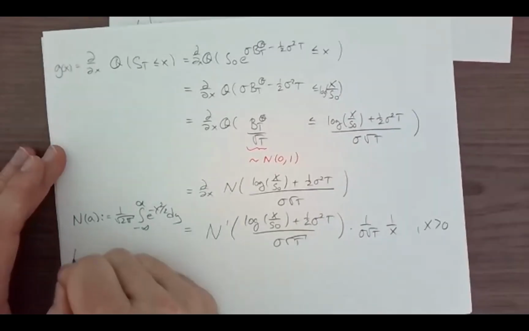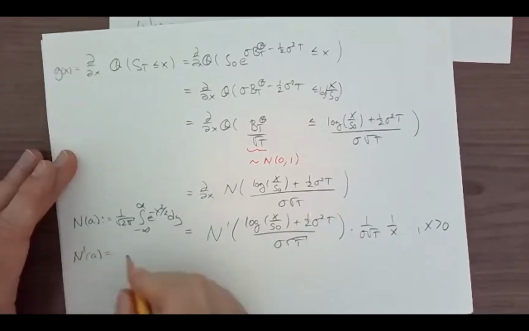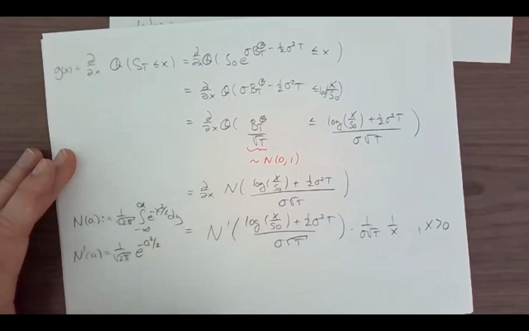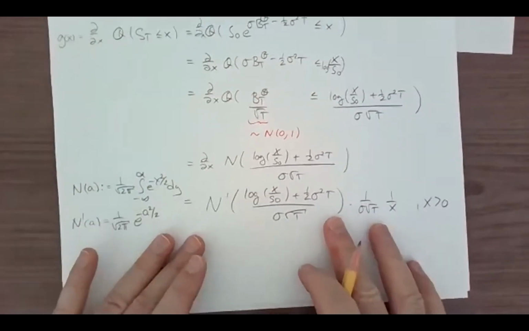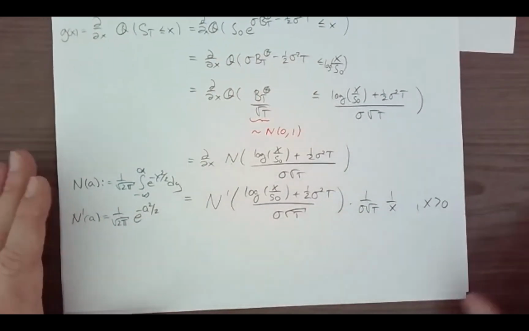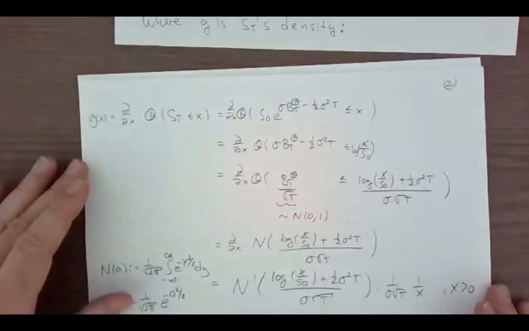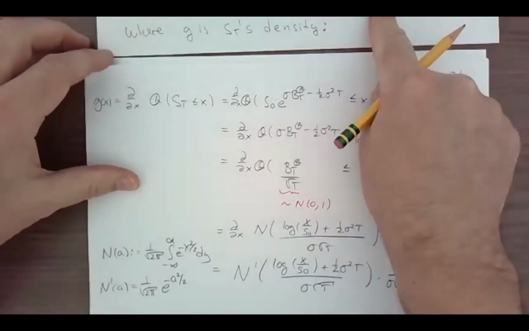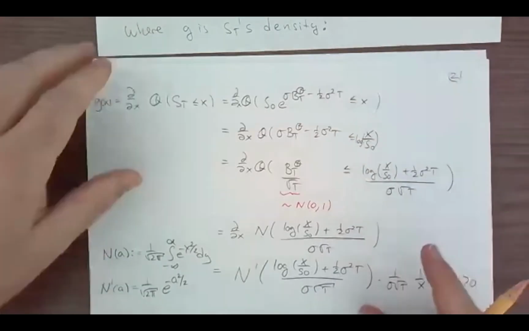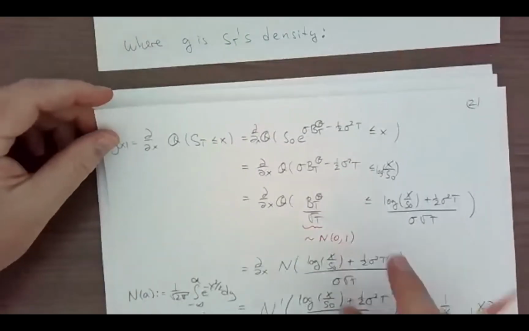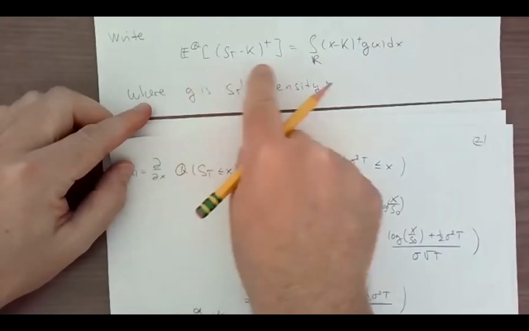And of course, n prime here is 1 over root 2 pi e to the minus a squared over 2. So if we want, we can also plug in what n prime is. Let's just keep it like this for now and see how to use it. That's my derivative. That's the value of the derivative.